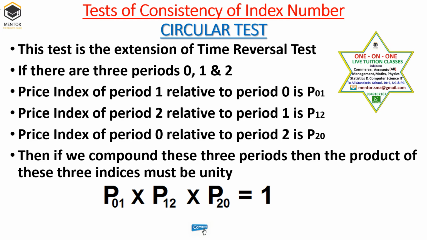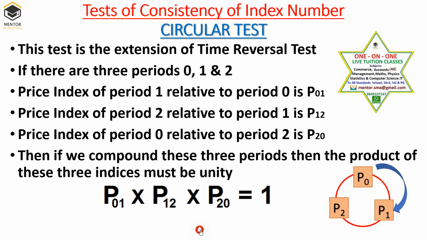So how are we going to have this? If we consider a circle with three indexes, P0, P1, P2, how do you move here? P0 to 1, this is my first index number, P01. Next is P12, my next index number, and the last index number will be P20. If I multiply all these index numbers, I should get 1. Then that particular formula satisfies the circular test.